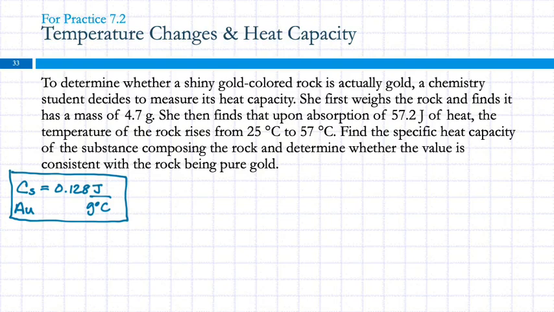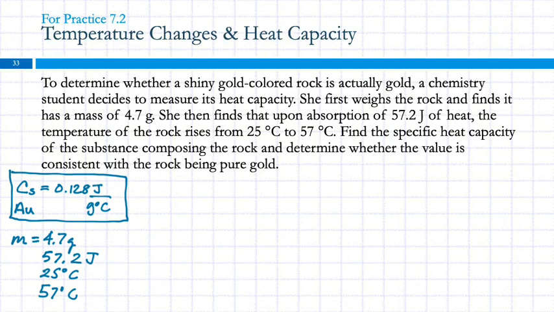So I'm going to go through the problem and write down some numbers and see what those mean. And the first number I come to is 4.7 grams. And then I've got 57.2 joules. And I have 25 degrees Celsius and 57 degrees Celsius. So 4.7 grams, that's the mass, right? It even says mass of. I'm going to call that M.